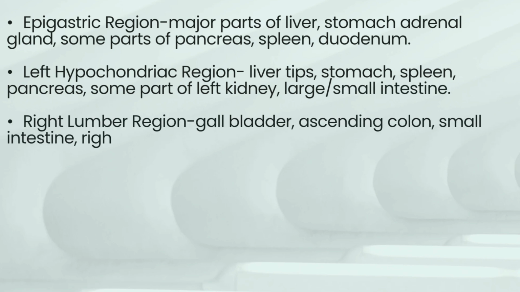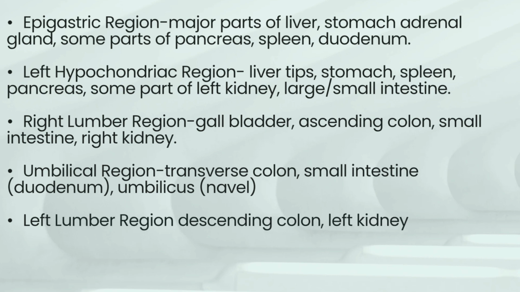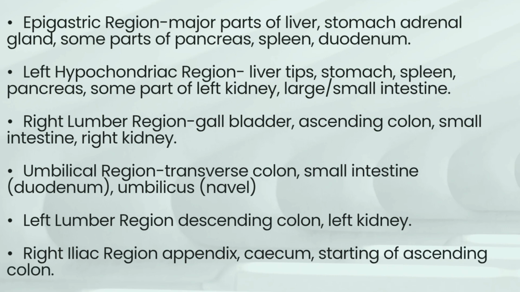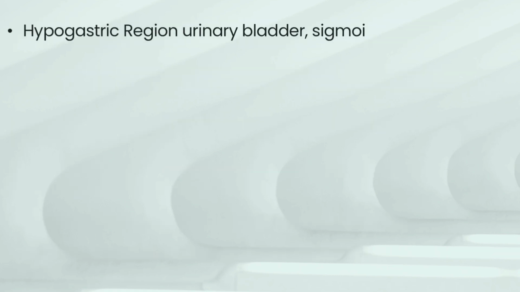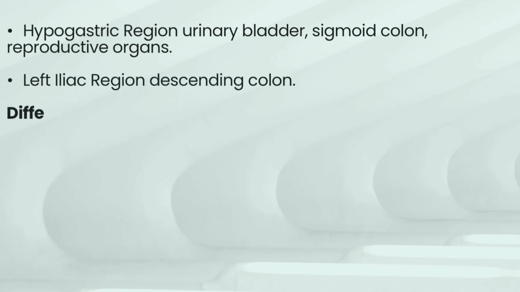Right lumbar region: gallbladder, ascending colon, small intestine, right kidney. Umbilical region: transverse colon, small intestine, duodenum, umbilicus, navel. Left lumbar region: descending colon, left kidney. Right iliac region: appendix, cecum, starting of ascending colon. Hypogastric region: urinary bladder, sigmoid colon, reproductive organs. Left iliac region: descending colon.